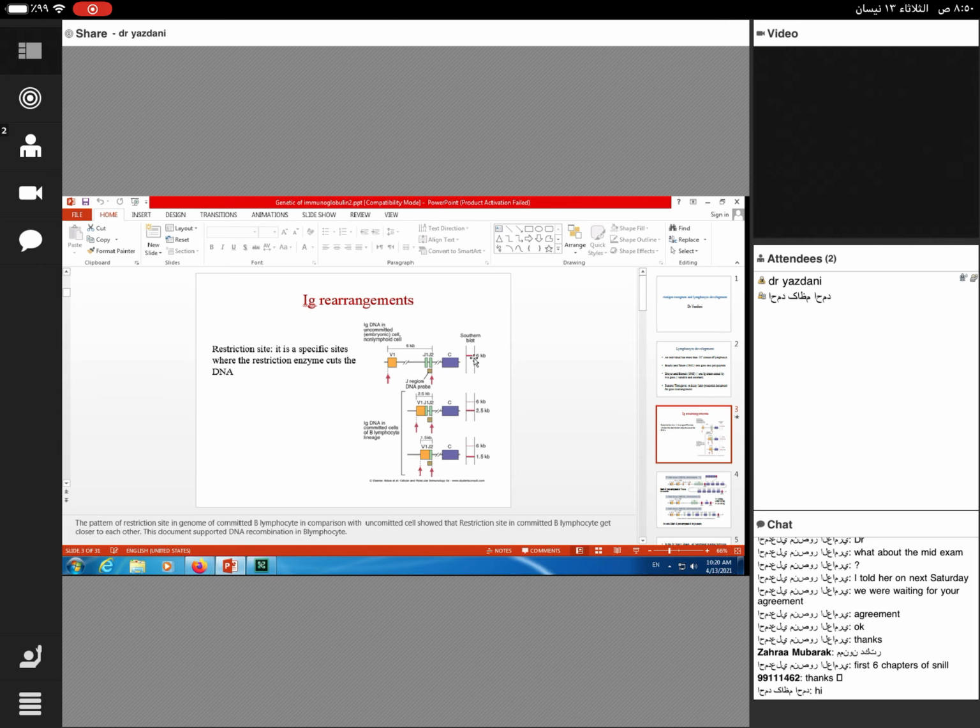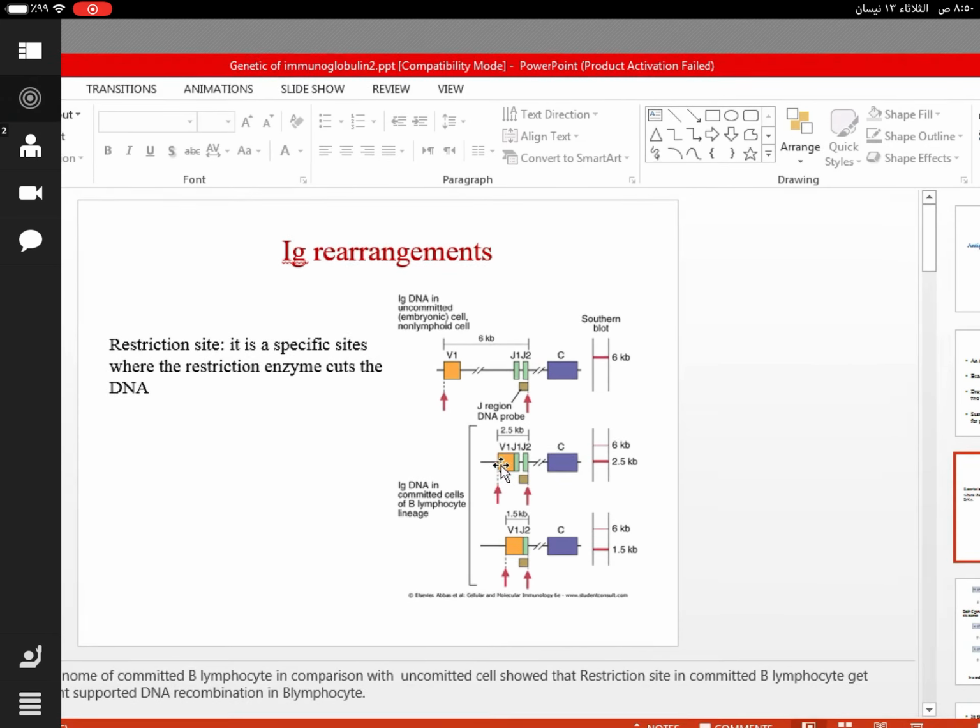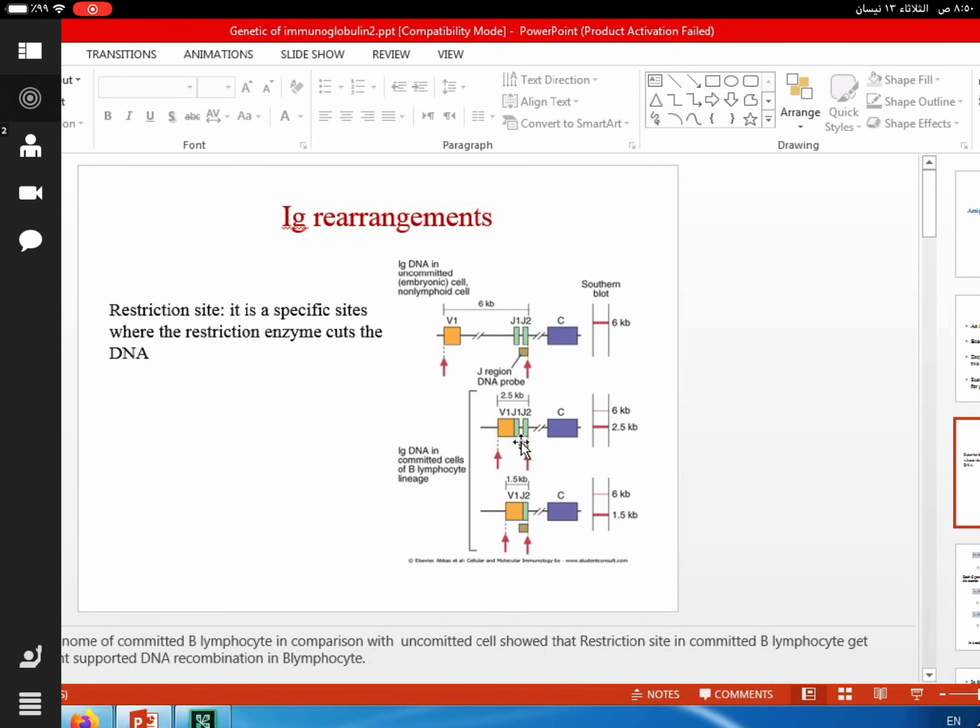You see, a 6 kb restriction fragment, and restriction sites. In committed B cells, restriction sites get closer to each other in comparison with uncommitted B cells: 6 kb, 6 kb, and 2.5 kb.